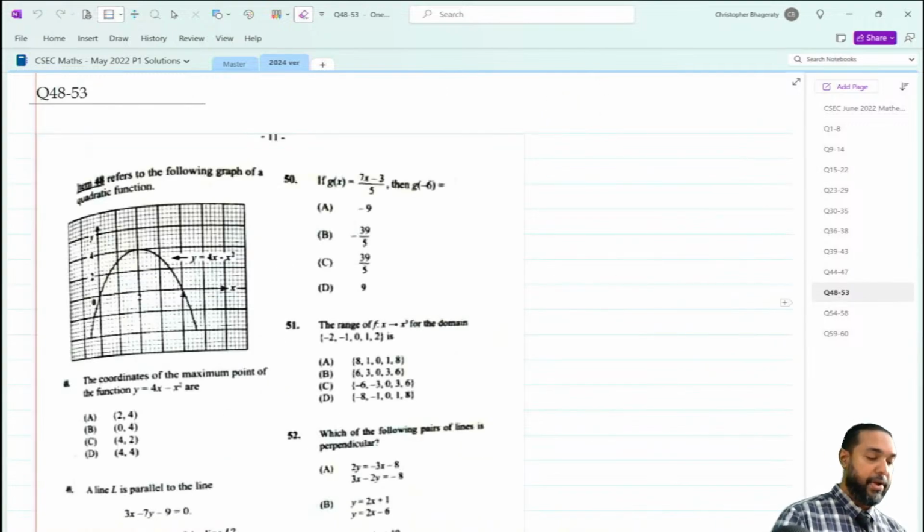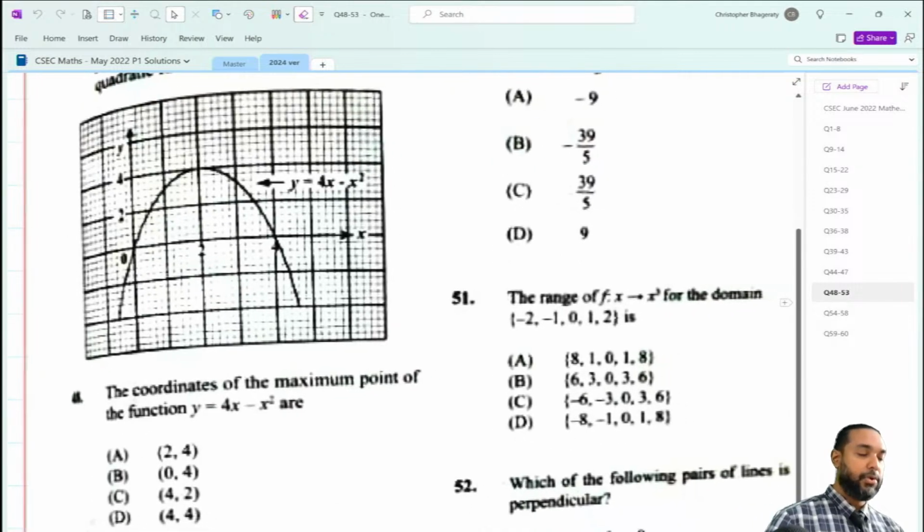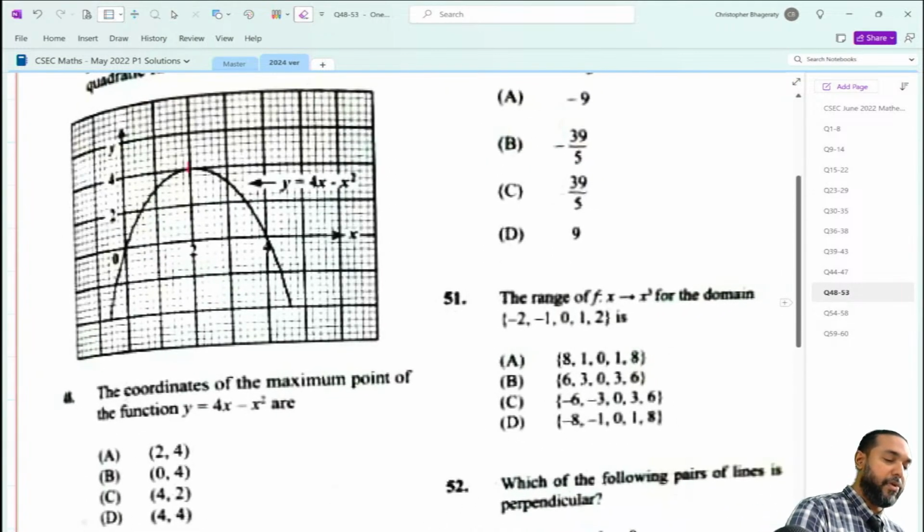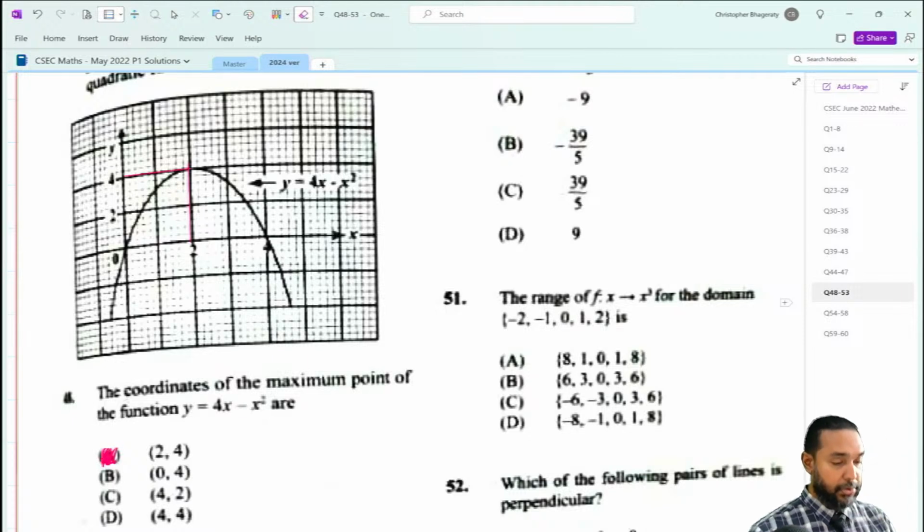All right, 48 now. Hey, look at our old friend. Coordinates of maximum point, as x equals 2 and x equals 4. 48.